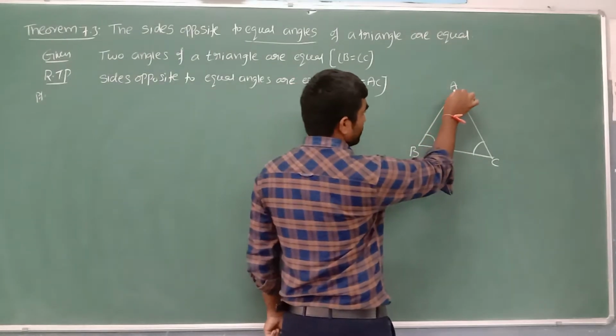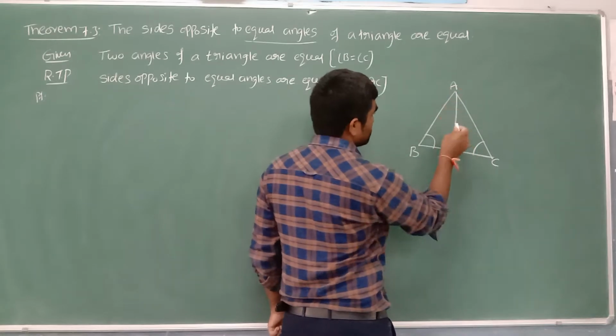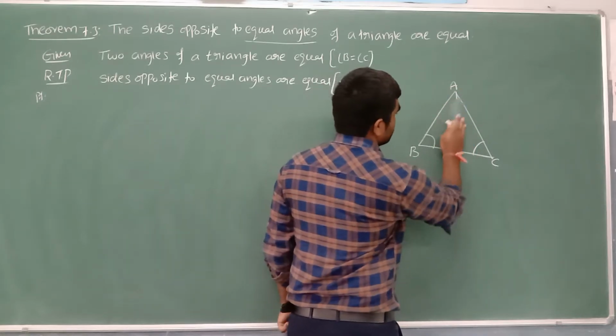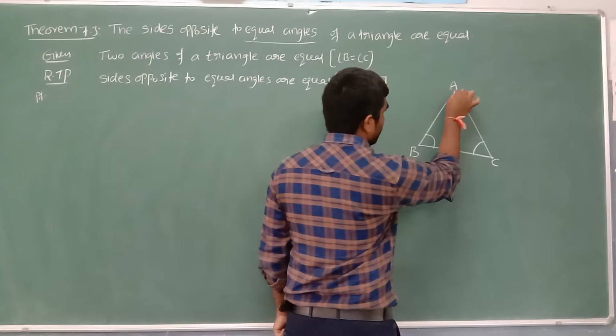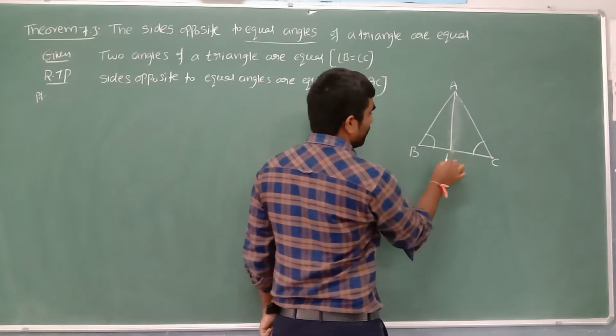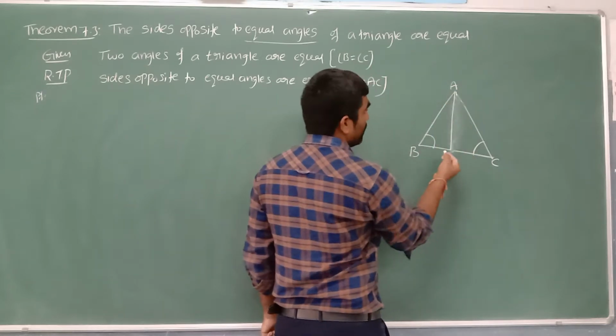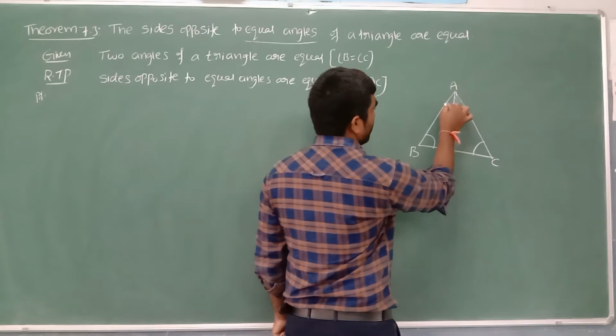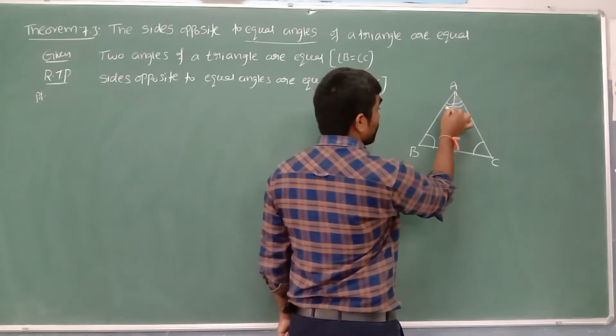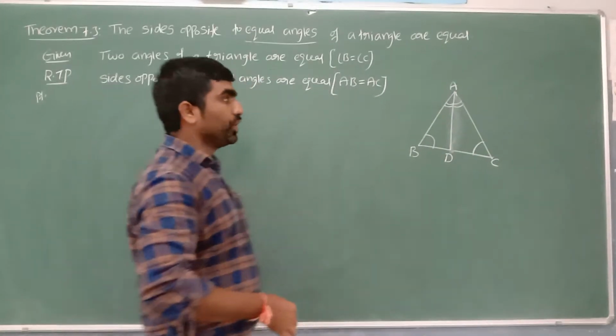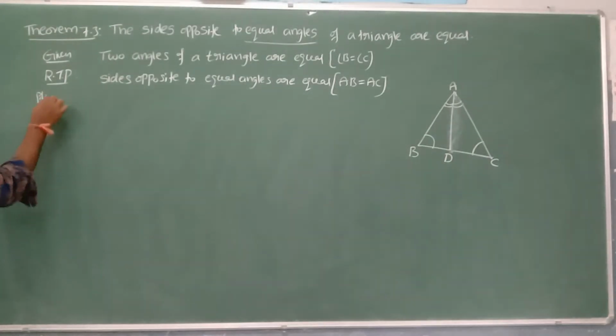For that, let me go with one angle bisector. Let me draw some construction. Sorry. Yes. Let me draw one construction. Draw an angle bisector AD. Draw a line segment AD, which is angle bisector of angle A. Angle bisector means what? Which divides angle A into two equal parts. Let me go with small construction method.